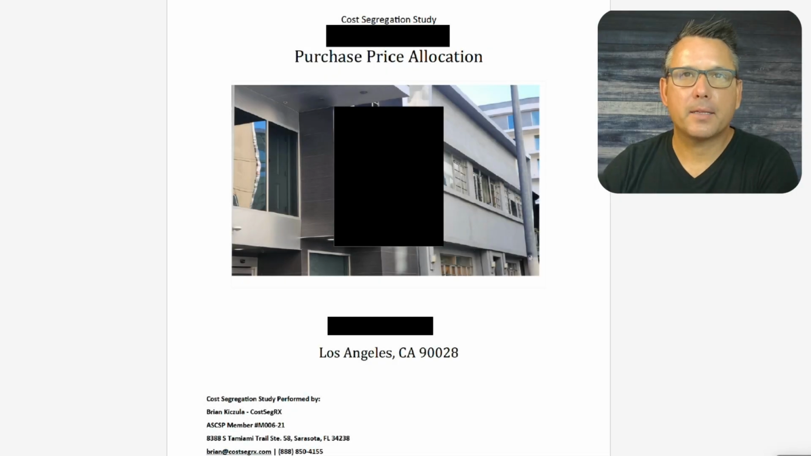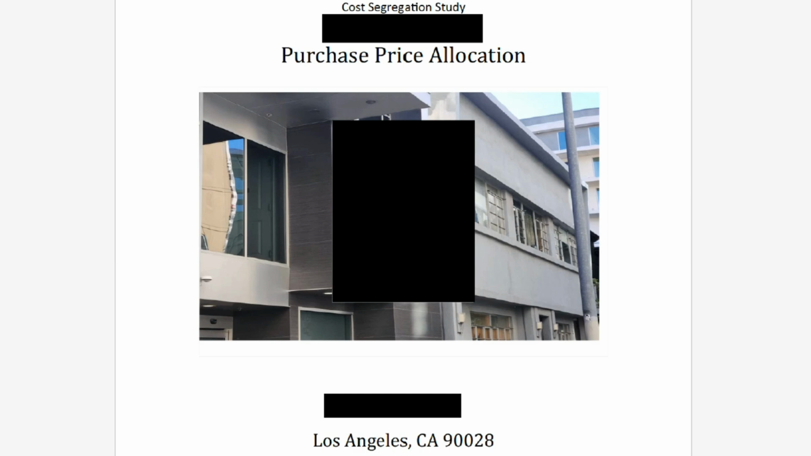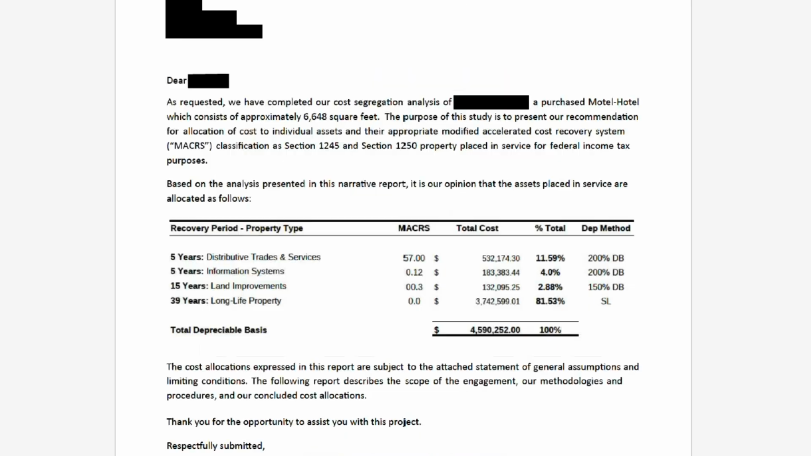Let's go ahead and look at the body of the cost segregation report so you can really understand the study. After the summary pages and the Form 3115 attachment, you're going to have the cover letter, which is going to restate the property address and the type of study that was completed. In this case, it was a purchase price allocation.